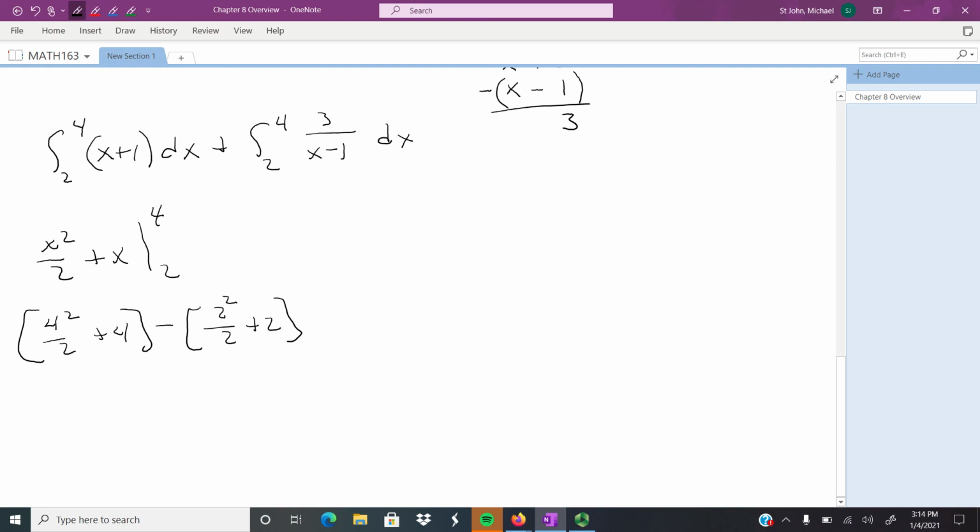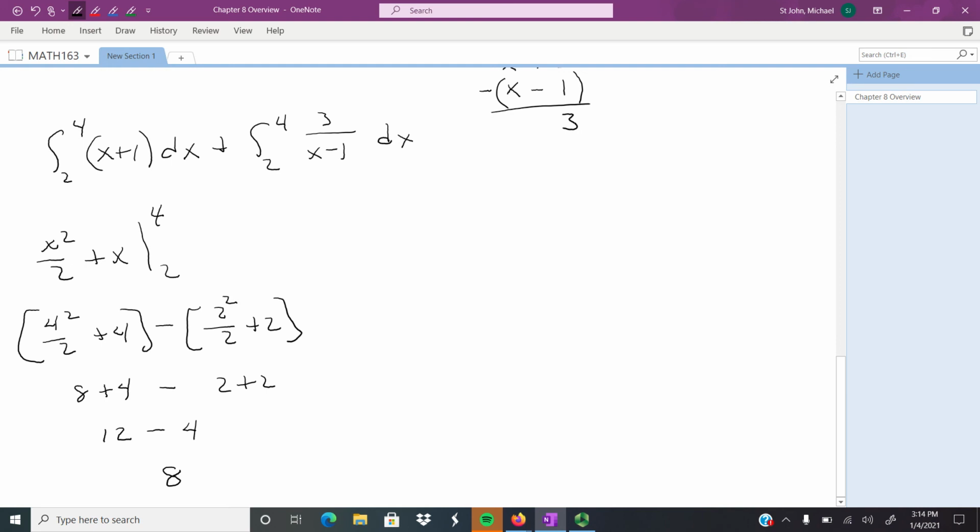And let's see, 4 squared is 16. 16 over 2 is 8. So this is going to be 8 plus 4, which gives me 12. 2 squared is 4. 4 over 2 is 2. So this is 2 plus 2. So this is going to be 12 minus 4, and this part is going to give me 8.